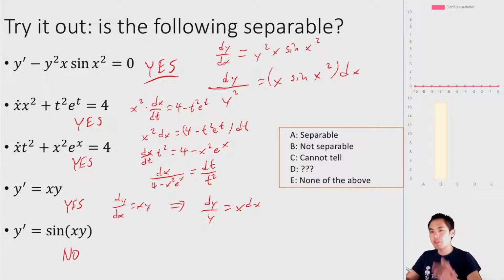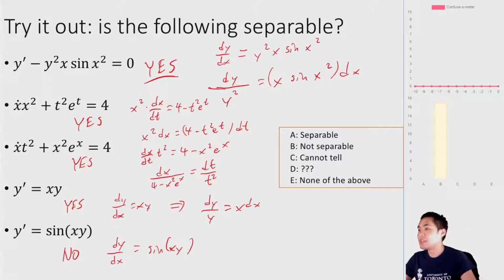In practice, most of them actually aren't separable, but it can look really complicated before and still be separable. And so you just have to try it out to see. So here dy/dx is equal to sine of xy, and there isn't actually a way to separate the x and the y in the sine. So I have a question.